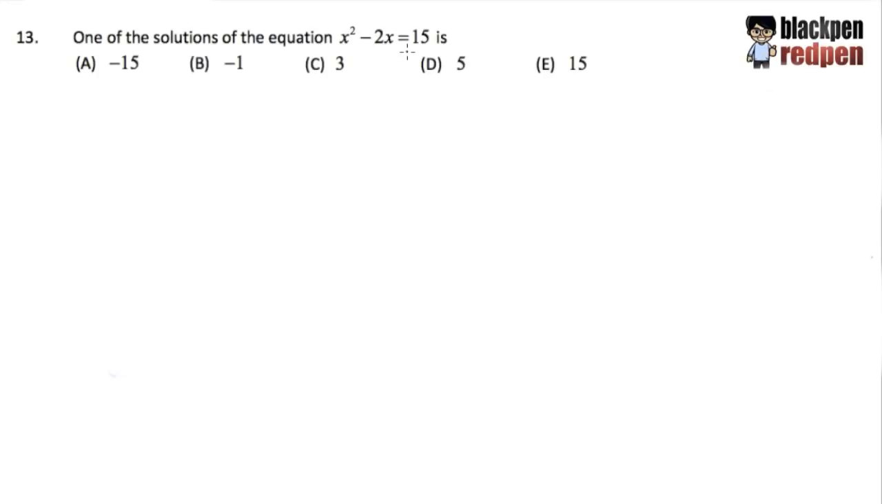In this video, we'll actually do algebra to solve this equation. This is x squared minus 2x equals 15. Notice that the highest power in this equation is the x to the second power. Therefore, this is a quadratic equation. And to solve a quadratic equation, we have a few ways to do that.